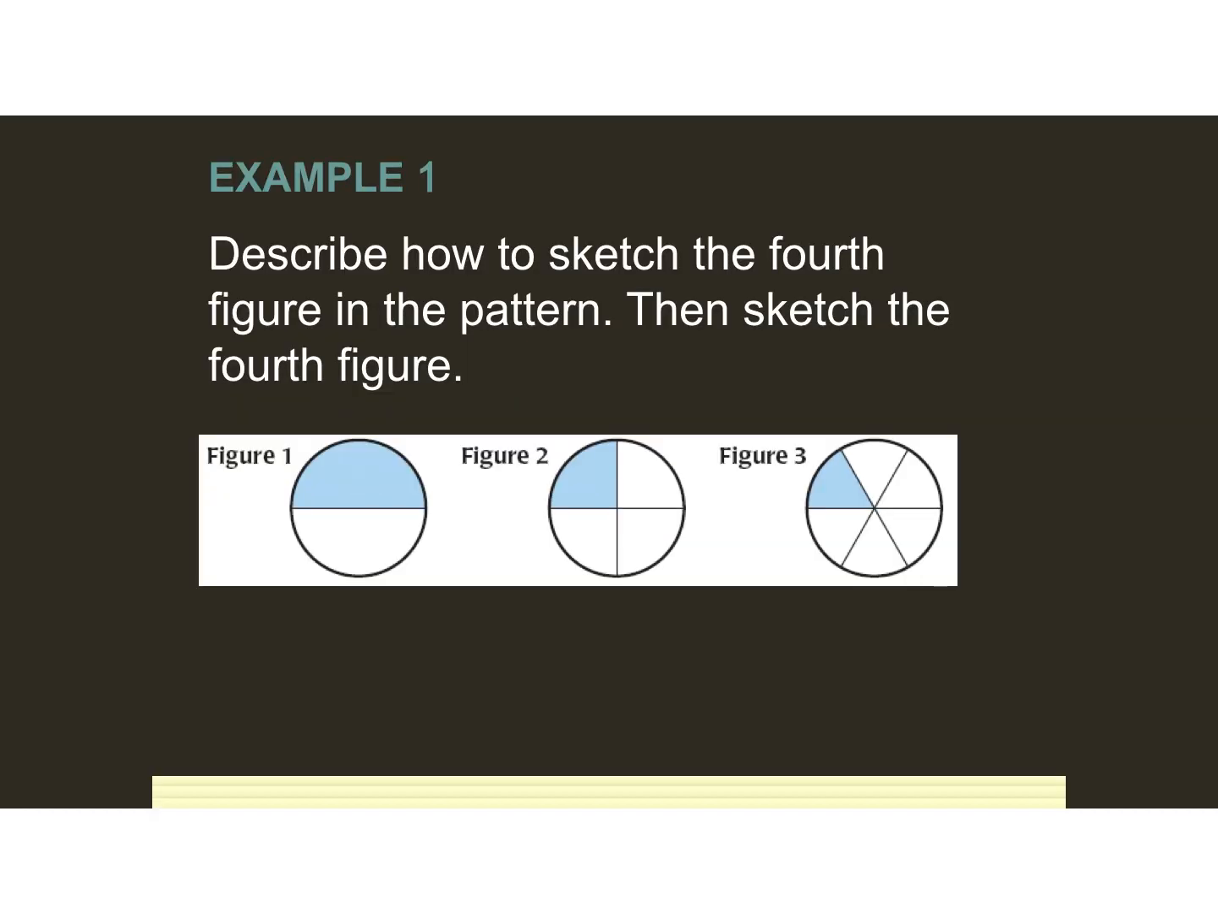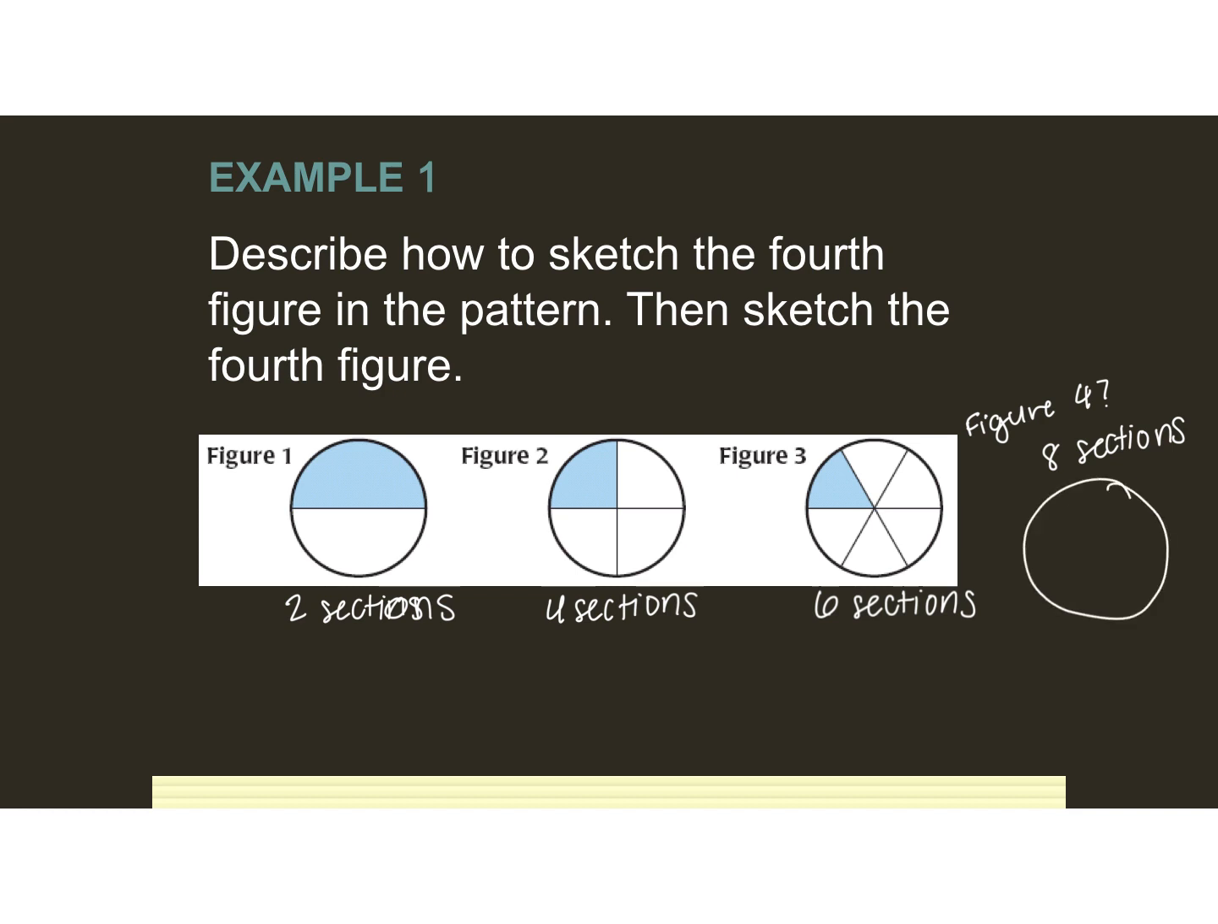Looking at example 1, it says, describe how to sketch the fourth figure in the pattern, then sketch the fourth figure. So looking at this, I'm going to look at figure 1 and I'm going to identify that it has 2 sections. Figure 2 has 4 sections. And figure 3 has 6 sections. So looking at it, I have to figure out what figure 4 would be. You can see it's going up by 2, so I know that this is going to have 8 sections.